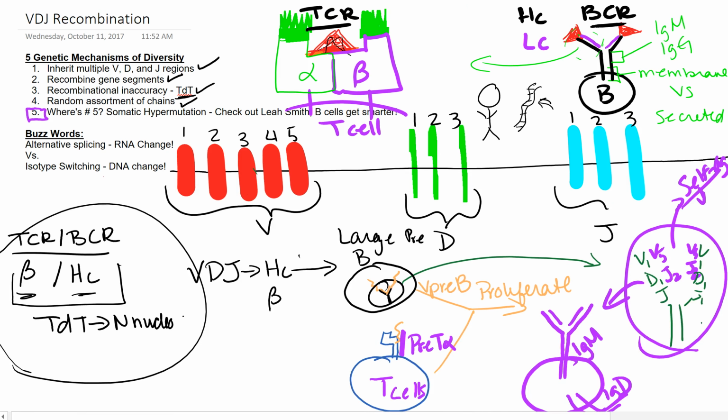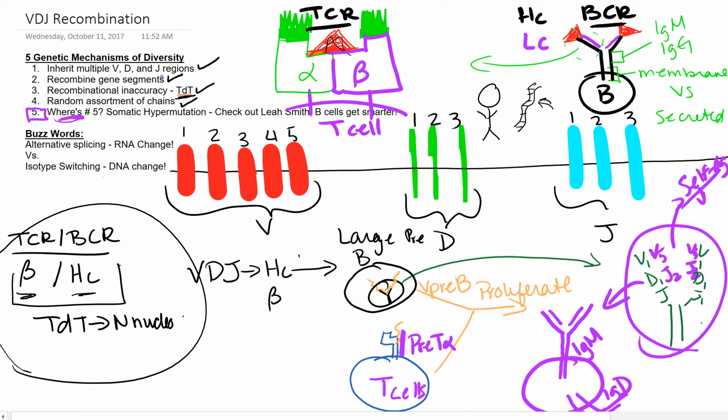Okay, so let's just go back up here and look over some big terms, and then I'll leave you guys alone because I've been yammering for a little while. So you have 5 genetic mechanisms of diversity. I didn't cover somatic hypermutation here, but I think my video for this one is pretty good, so check it out. It's in the Leah Smith study guide. We did talk about 4 of them, though. You inherit multiple V, D and J regions. You recombine those gene segments to make unique receptors.